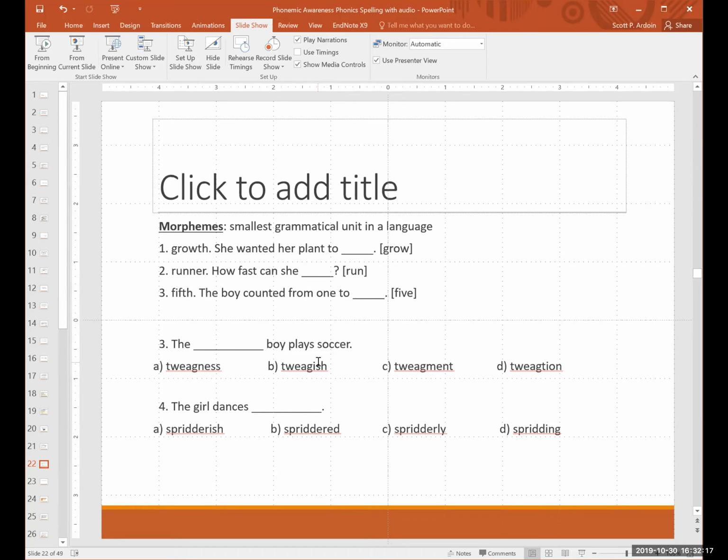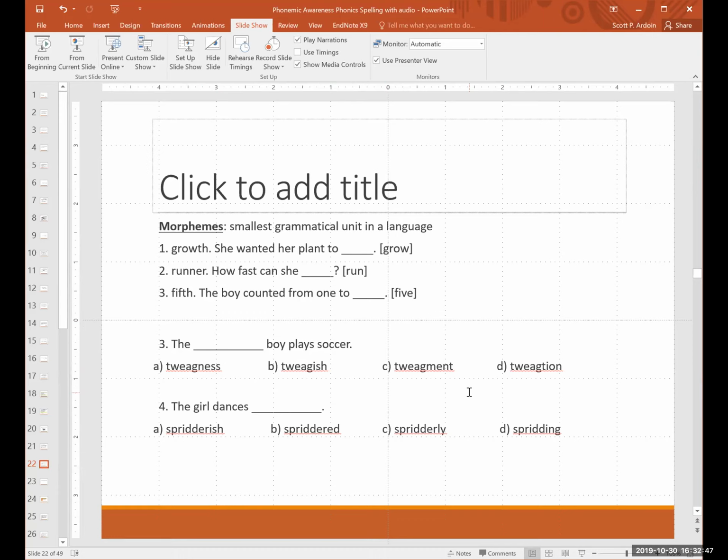So these are nonsense words, but they follow some morphological structure, right? By testing someone's morphological awareness, we can use these sentences to test that. So, the blank boy plays soccer. Would it be the twigness? No, the twigish, the twigment, the twiction. So it'd be the twigish, right? Because you might also say the sleepish boy plays soccer. So it'd be twigish in that example.